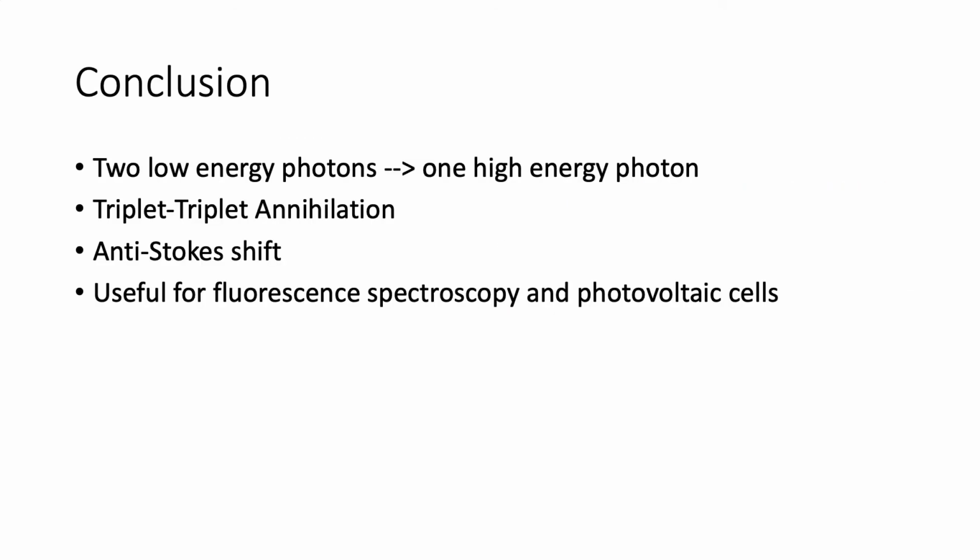So, in summary, two-photon upconversion is a process by which sequentially absorbed photons of low energy lead to the emission of a single photon of higher energy. This is done through the transfer of energy between sensitizer and emitter molecules and through a triplet-triplet annihilation. This atypical shift of wavelength to shorter wavelengths is known as an anti-Stokes shift, and has many promising potential applications in solar panels and photovoltaic cells, as well as biomedical imaging and fluorescence spectroscopy.